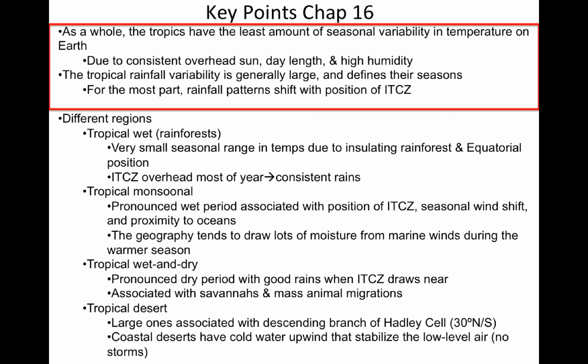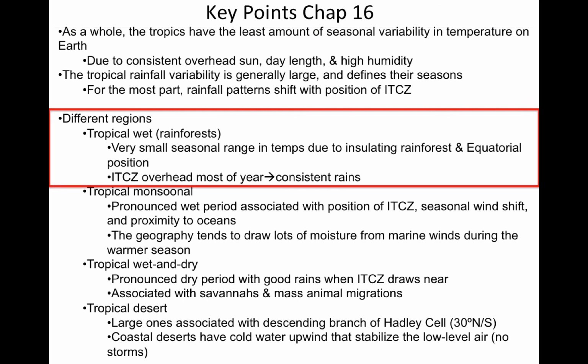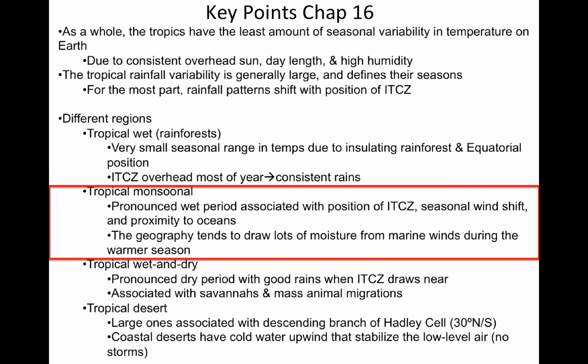For the most part, rainfall patterns shift with the position of the ITCZ and the associated descending branches of the Hadley cell. The different regions: you have the tropical wet, the rainforest, with the very smallest seasonal temperature range. Due to insulating rainforest and the equatorial position, the ITCZ is overhead most of the year, leading to those consistent rains. Tropical monsoonal has a pronounced wet period associated with the position of the ITCZ and seasonal wind shift and the proximity of the oceans as well.